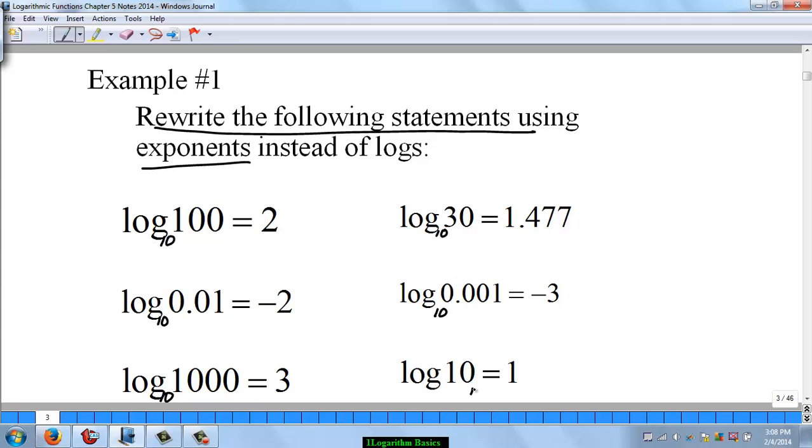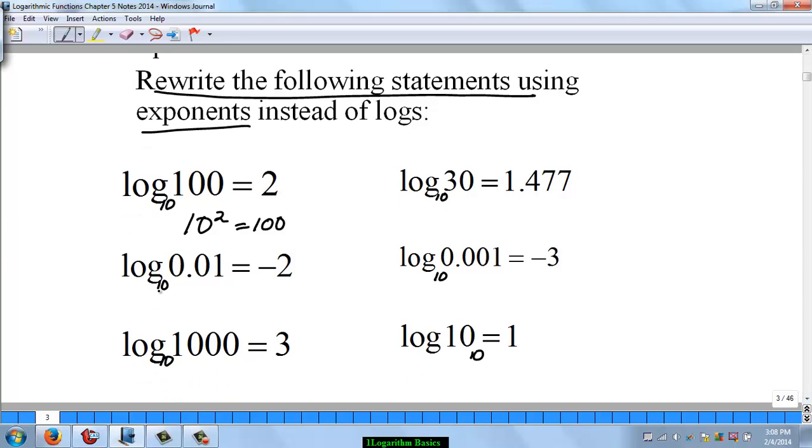So when I write all these, this is saying the log of 100 is 2. So when I rewrite that, the base is 10, my exponent is 2, has to equal 100. So when you say the log of 100, you're basically looking at those two zeros, because I can write 100 as 10 squared. That's why it's 2. Here I say the base is 10, log of 0.01 equals negative 2, exponent is negative 2, so my base is 10 to the negative 2 equals 0.01. Base 10, my exponent is 3, so 10 to the third equals 1,000.